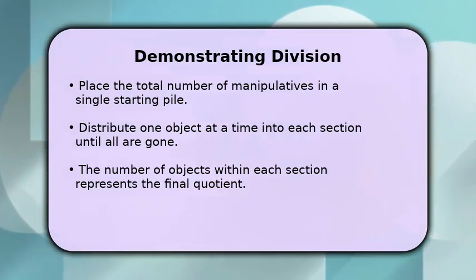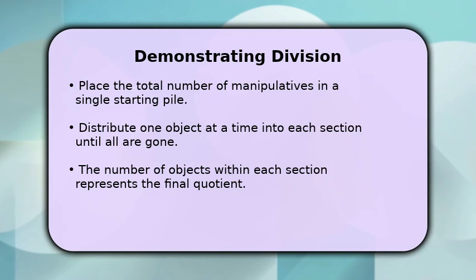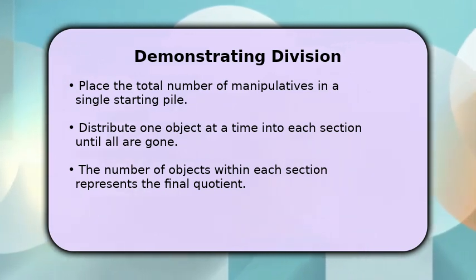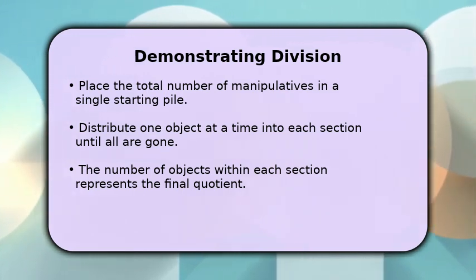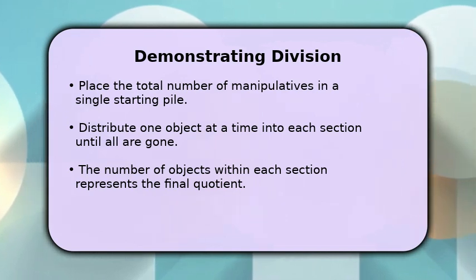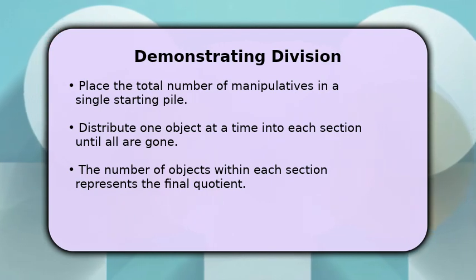Finally, let's demonstrate division using your model. Begin by placing all your manipulatives in one pile. Then, distribute one object into each labeled section, going around until every manipulative is placed. Once all items are distributed, count the number of objects in any single section. This count clearly shows the quotient, or the answer, to your division problem.